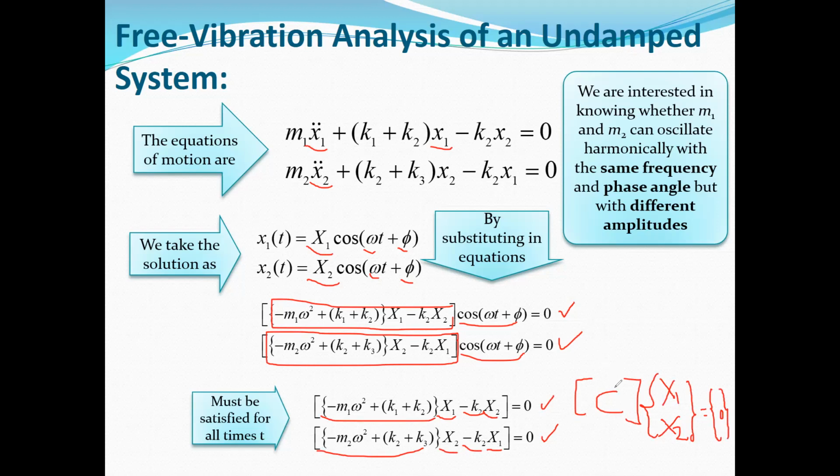The solvability condition or the non-trivial solution for this system of equations is when the determinant of this matrix is equal to 0. I mean, when the determinant of this matrix C is equal to 0. And in this case, we can extract the equation for omega. So, and we call it the characteristic equation.